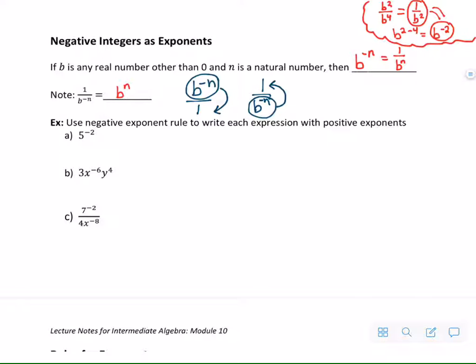So like 5 to the minus 2 is 1 over 5 to the positive 2, right? I write it over 1 and I move it down. But actually I can go one step further when it's just a number. What's 5 squared? 25. I can write that as 1 over 25. So 5 to the minus 2 means 1/25.